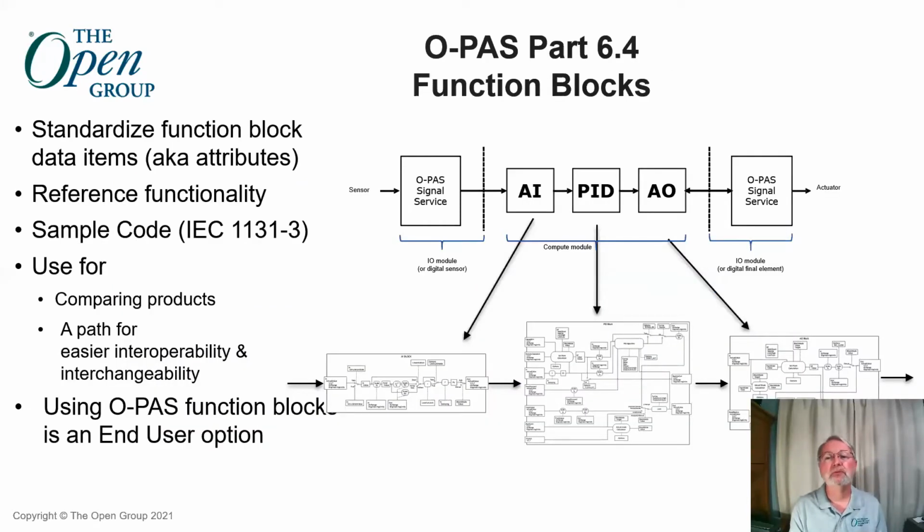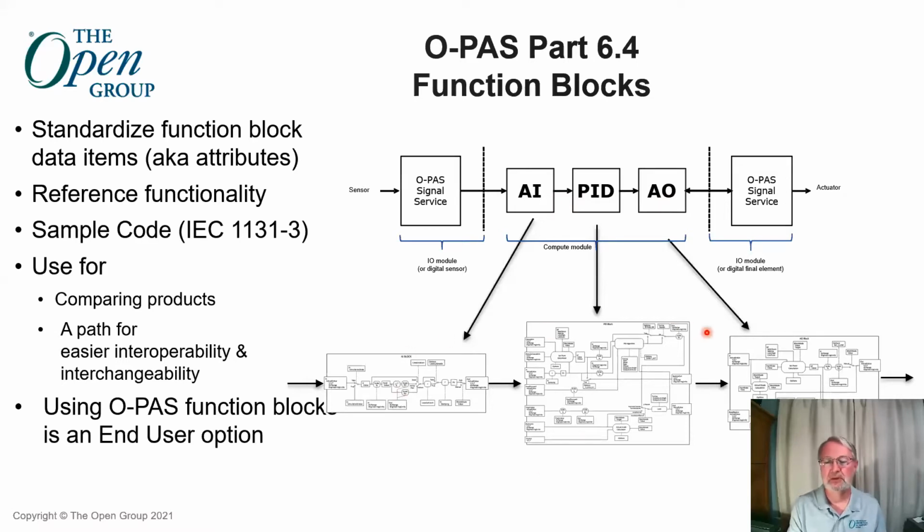So we'll start with 6.4, or function blocks. And this is a standard defining the inputs and outputs of function blocks. Now, in our industry, as any control engineer knows, there are many different function blocks, many different systems, and there are even different standards. And they're all a little bit different, but they basically do the same thing. So what we're trying to provide is a set of reference functionality here. And you can see, analog input, PID, analog output, the basics.